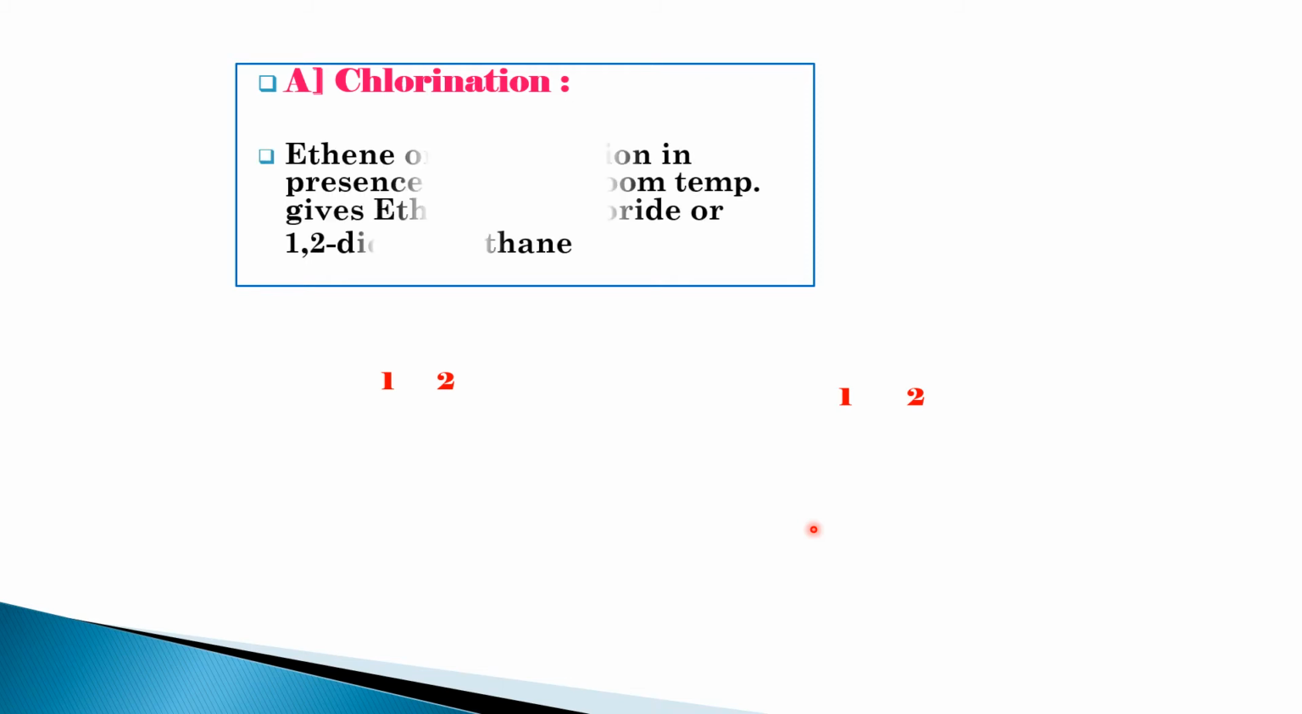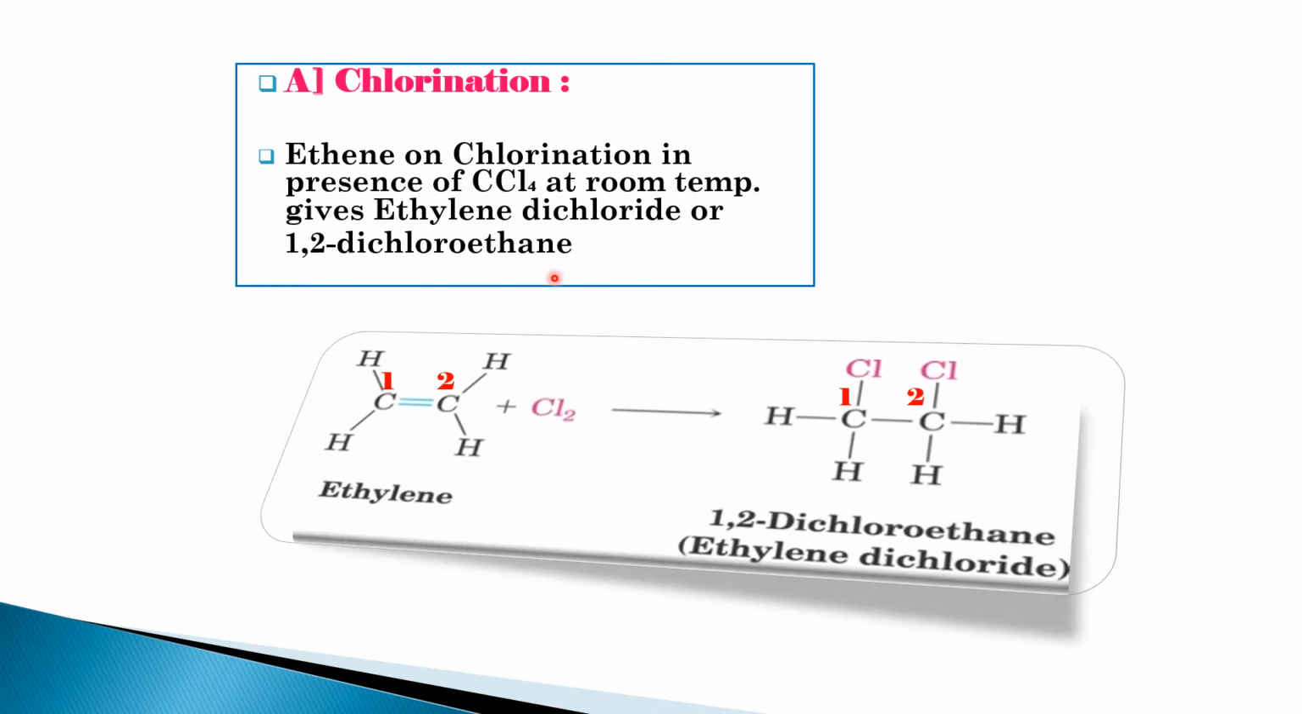Then first reaction is chlorination of alkenes, means addition of chlorine across the carbon-carbon double bond in alkene. Example, ethene on chlorination in presence of CCl4 at room temperature gives ethylene dichloride or 1,2-dichloroethane. Here, when Cl2 is added to ethene or ethylene in presence of CCl4 at room temperature, then it gives 1,2-dichloroethane or ethylene dichloride, in which Cl2 is added across the carbon-carbon double bond, because of which double bond is converted into single bond.